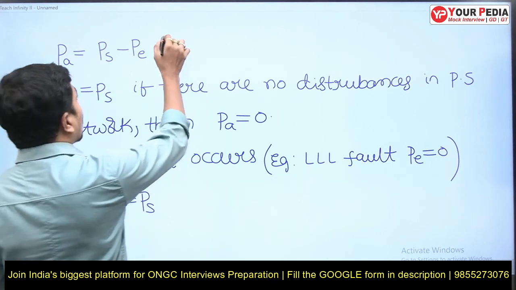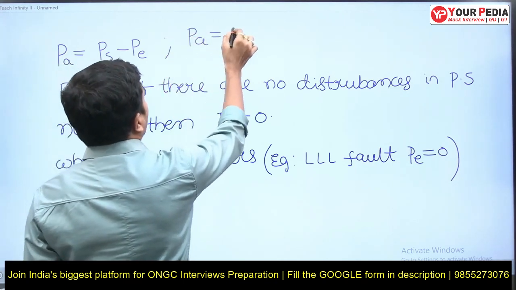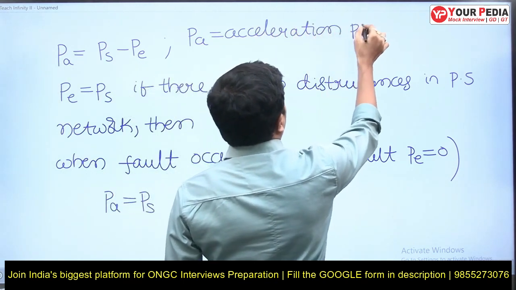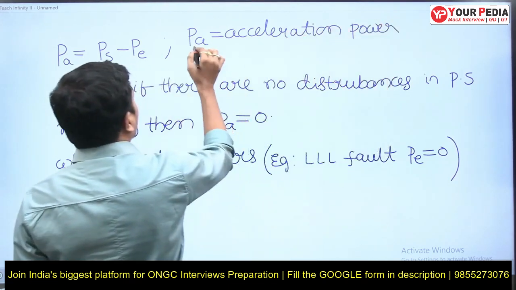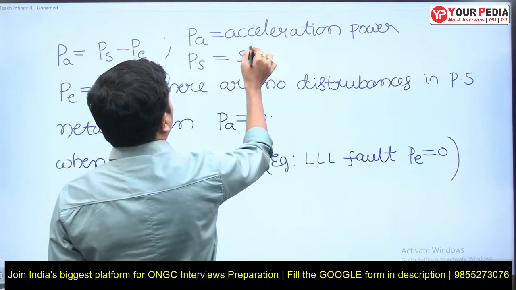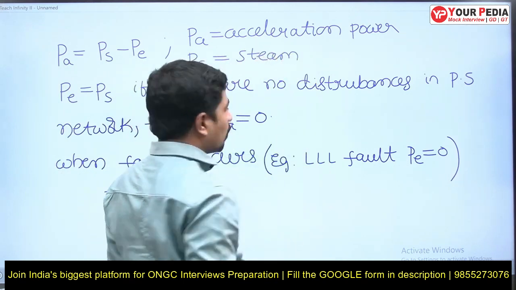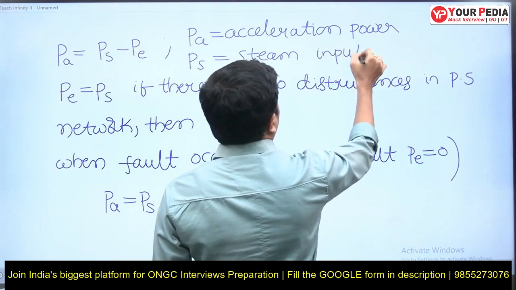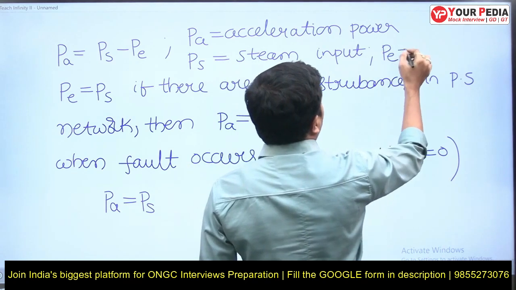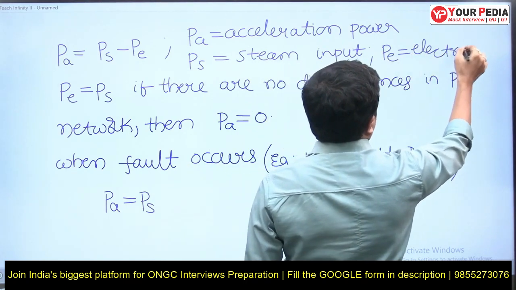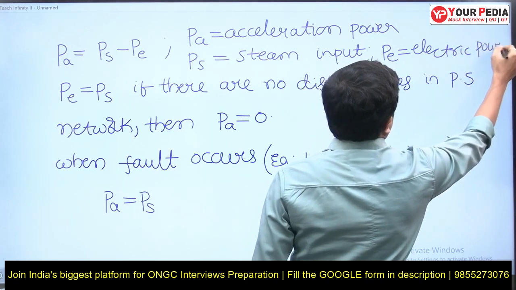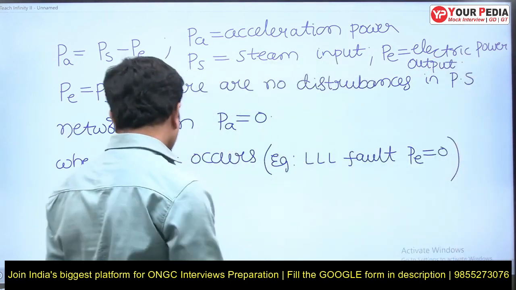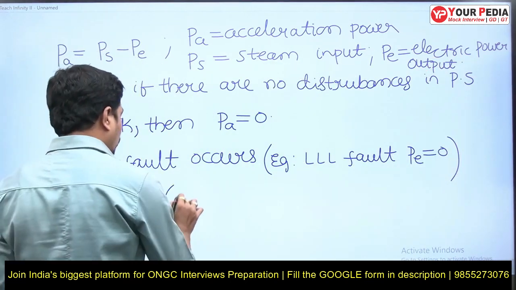What is PS? I'll write here. PA is acceleration power. PS is steam input, I am taking a thermal generating station, and PE is electric power output. Now, PA equal to PS. Is this positive or negative?